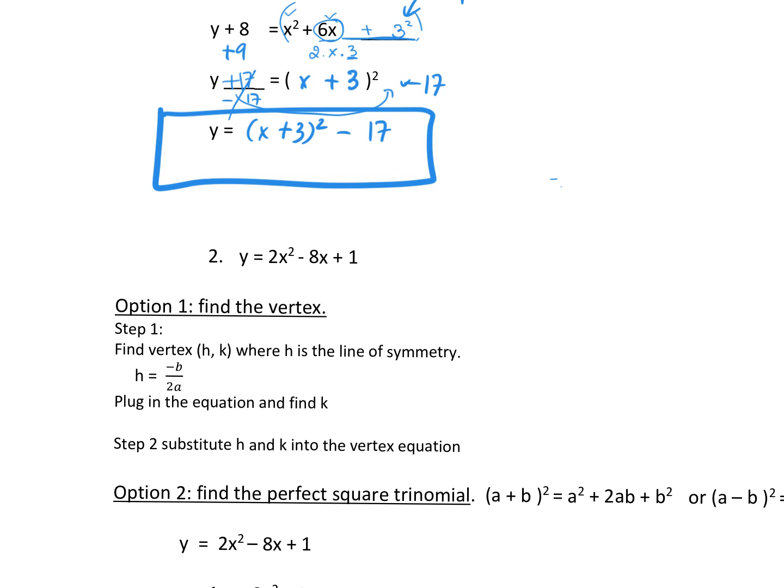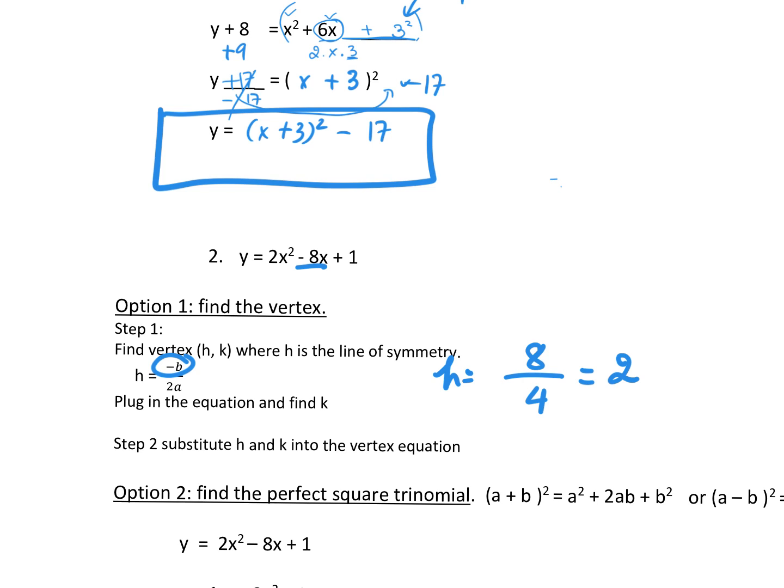So I have negative 8, so the opposite, negative b, will be just 8. 2 times 2 is 4. So 8 over 4 is 2. Okay, so h is 2. Now we're going to find k, right?